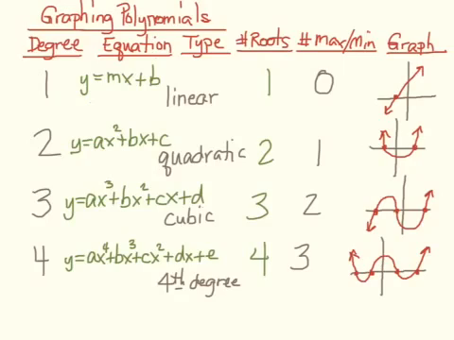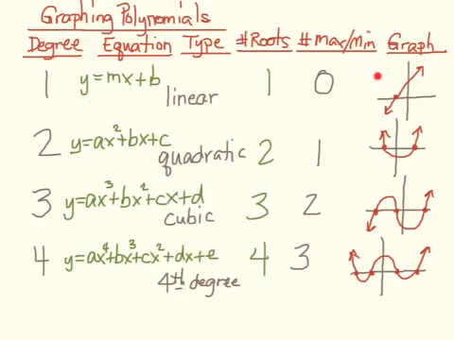The number of roots. We said yesterday that the fundamental theorem of algebra said that the number of roots equals the degree. So if the degree is 1, the number of roots is 1. If the degree is 2, the number of roots is 2. If the degree is 3, the number of roots is 3. If the degree is 4, the number of roots is 4. Well, let's look at some of these graphs.